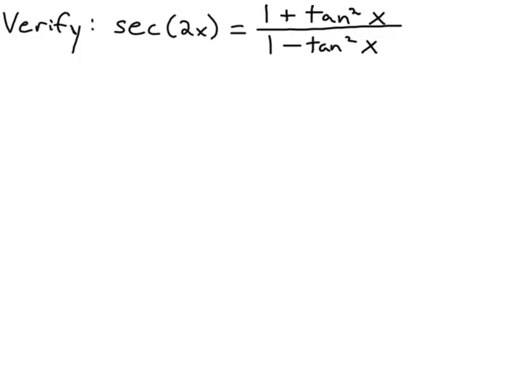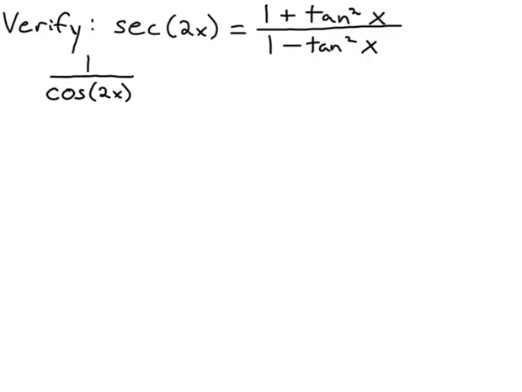But I do want to change this secant of 2x just a little bit here. So we'll change that to 1 divided by the cosine of 2x. So we know secant is 1 divided by cosine of 2x. The reason I'm doing that is that I have a double angle on the left. I don't have double angles on the right. I'm going to want to change it back.